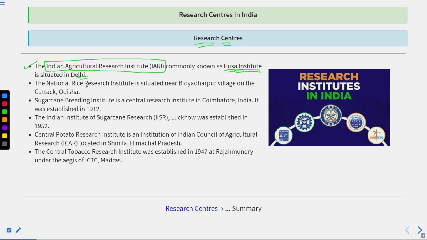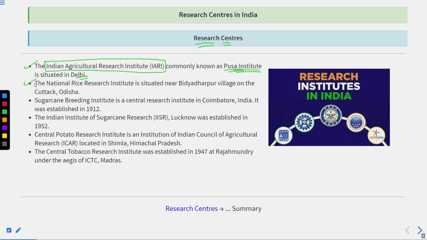Remember, this Pusa Institute was actually established during Dalhousie's time. Okay, Lord Dalhousie, who was the Governor General of India. During his time, the Pusa Institute got established in Delhi. So this institute actually belongs to the British era. And later on, this Pusa Institute was granted a new name, Indian Agriculture Research Institute. But even now it is also known as the Pusa Institute.